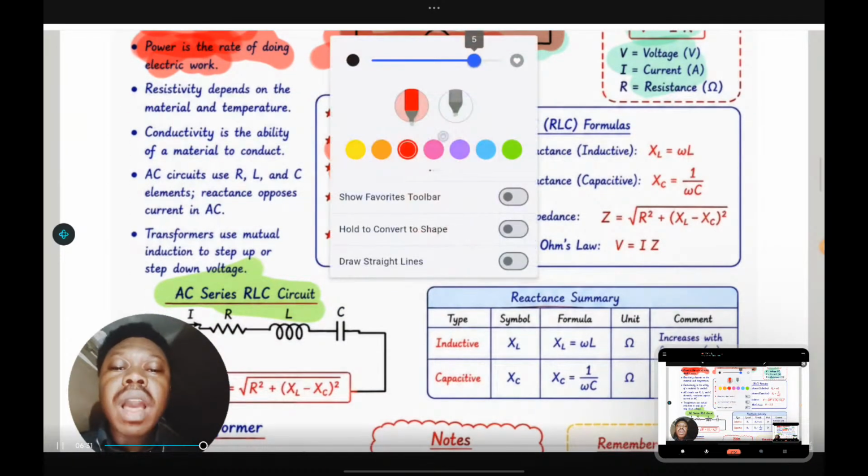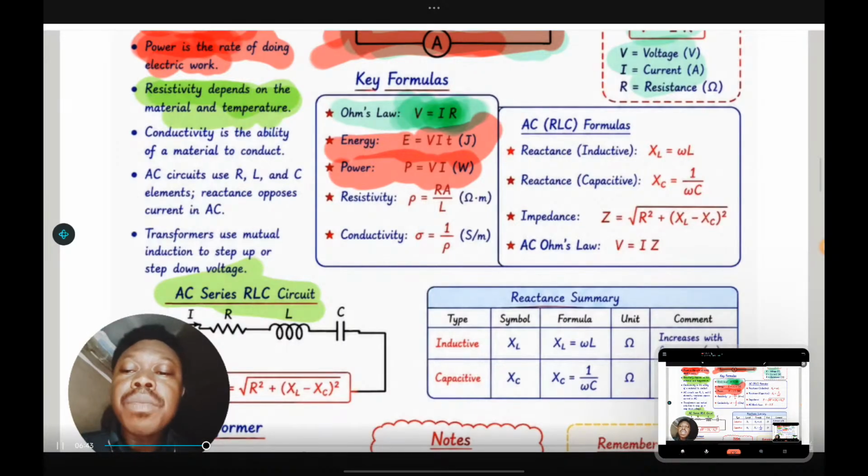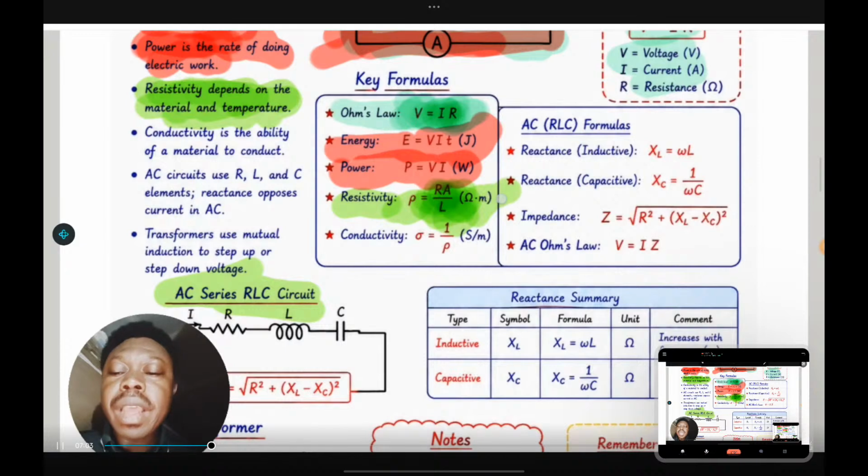Then I will also capture resistivity, because sometimes one or two questions can come out from resistivity. Resistivity depends on the material and the temperature, the type of conductor used, and the temperature of that environment also affect resistivity. Hence, resistivity equals R times A divided by L, so that our R is our resistance multiplied by area divided by length, so that our SI unit gives us ohm meter.